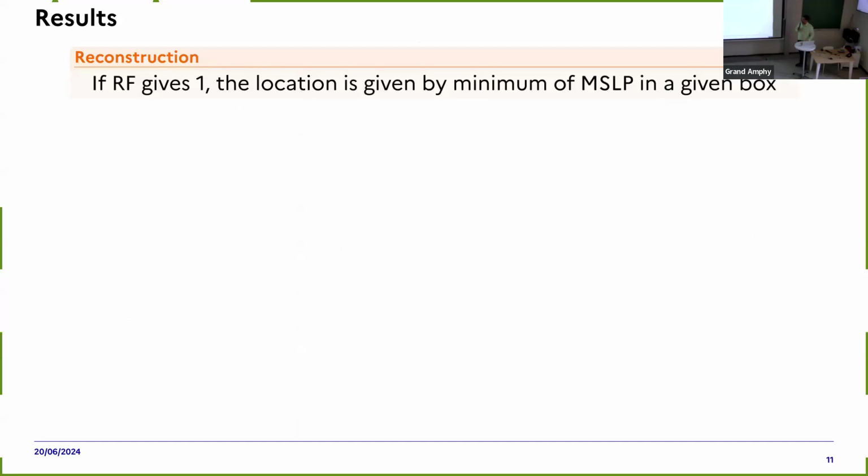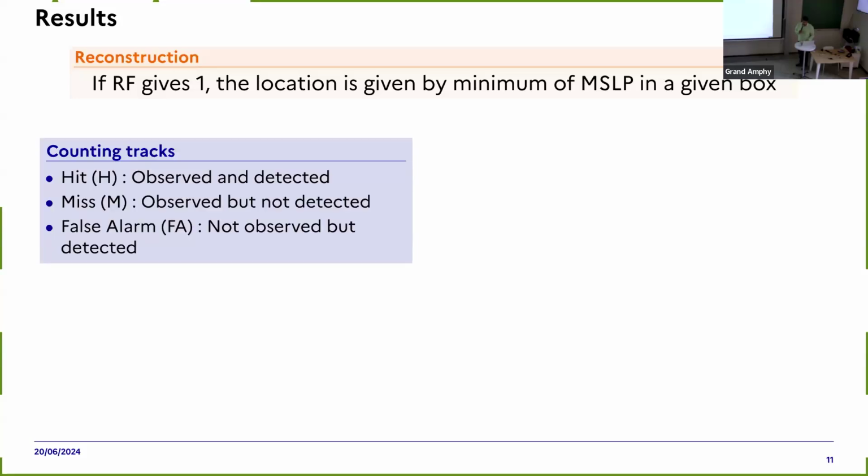So yeah, if the random forest gives me 1, so maybe if there is a cyclone, the location is given by taking the position of the minimum SLP within the 1 box. So I can determine just like that simply where is the cyclone in the data set.